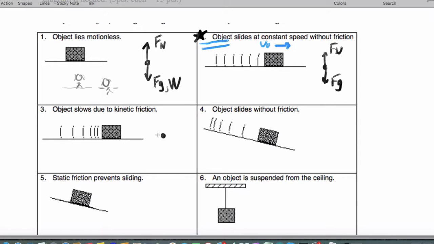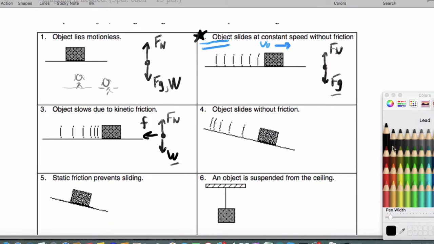Now, when there's kinetic friction acting on the object, we still have the normal and we still have the weight. Notice I'll use the letter W. So this letter and this letter mean the same thing. And then we have a friction force acting opposite. So what we're saying is the object is moving to the right. And again, friction forces act to the left against it.